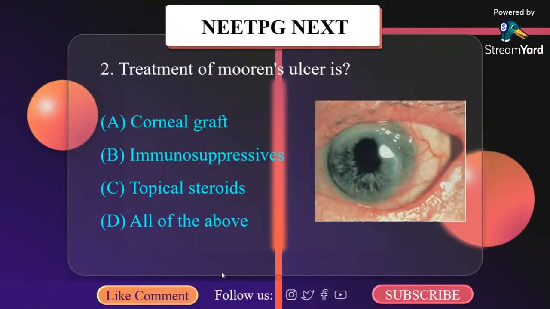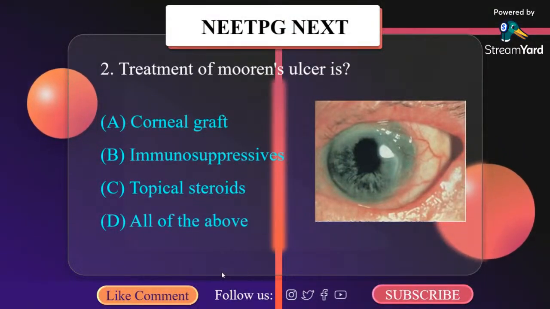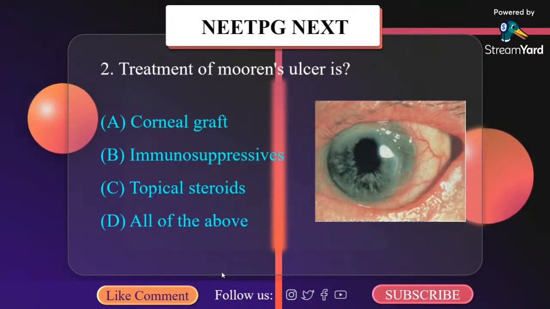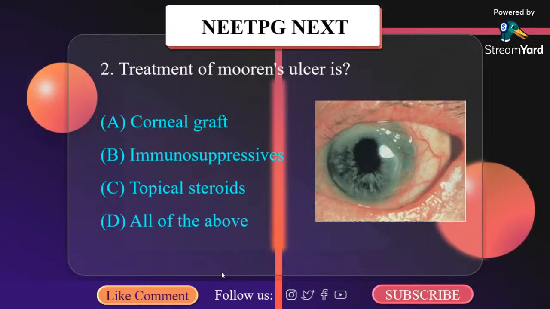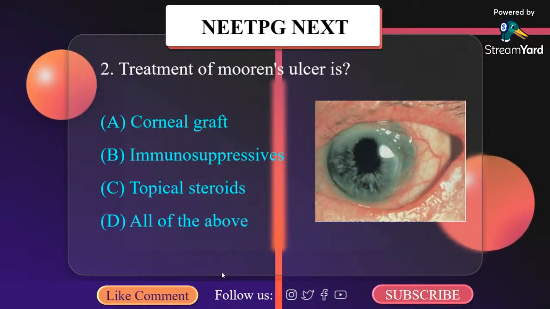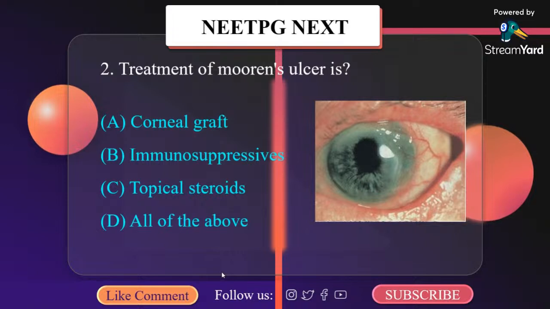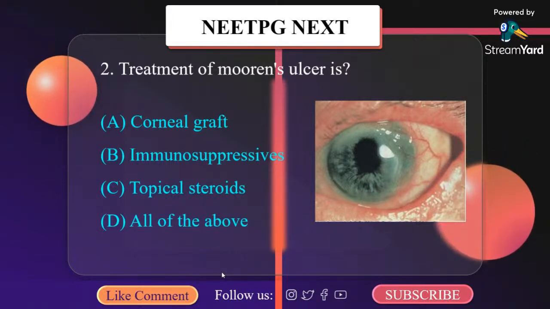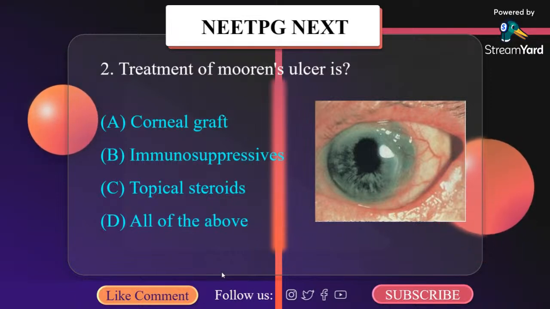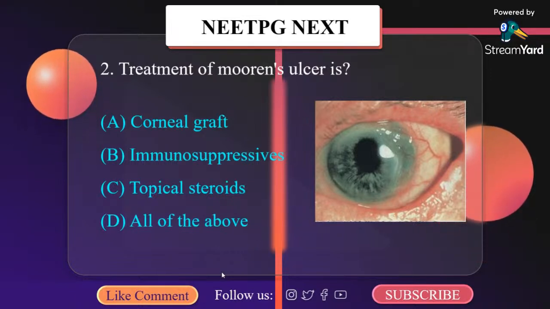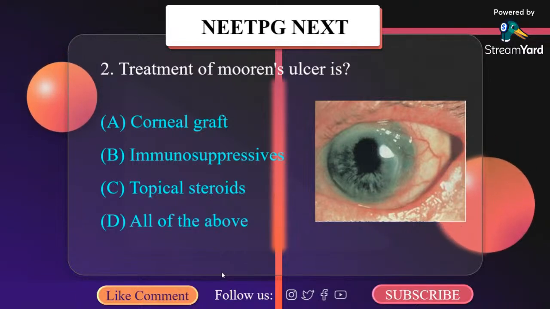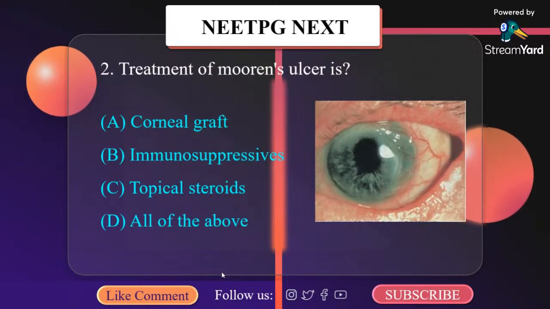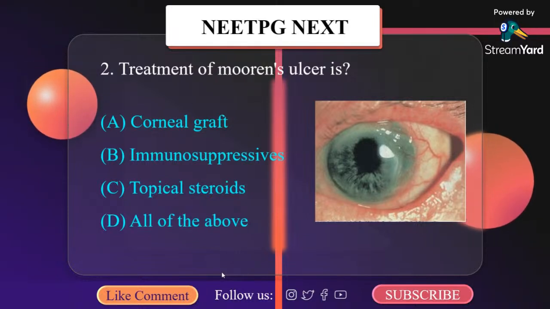Treatment of Mooren's ulcer is A. Corneal graft, B. Immunosuppressives, C. Topical steroids, D. All of them. Now, what is a Mooren's ulcer? Mooren's ulcer is a severe inflammatory peripheral ulcerative keratitis. It is a chronic serpiginous or rodent ulcer.